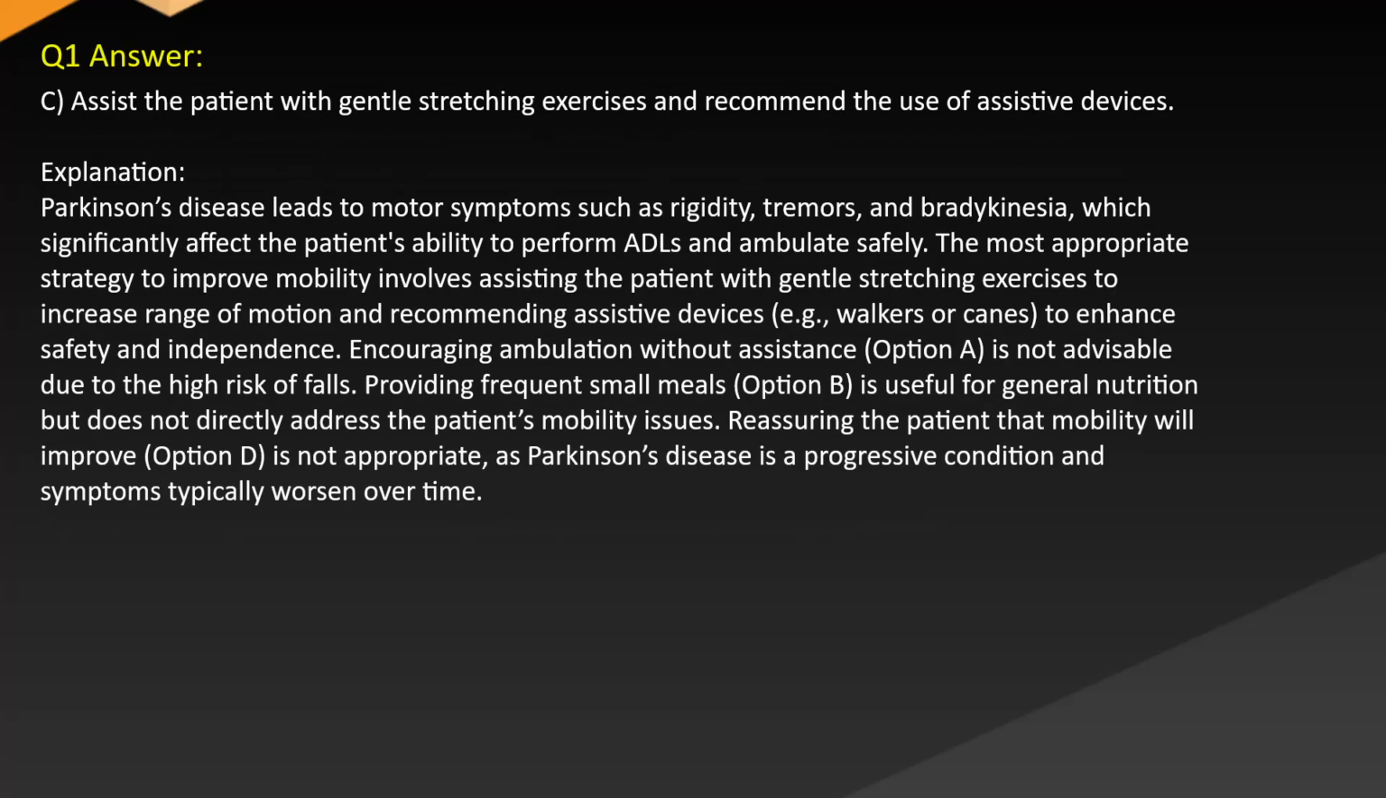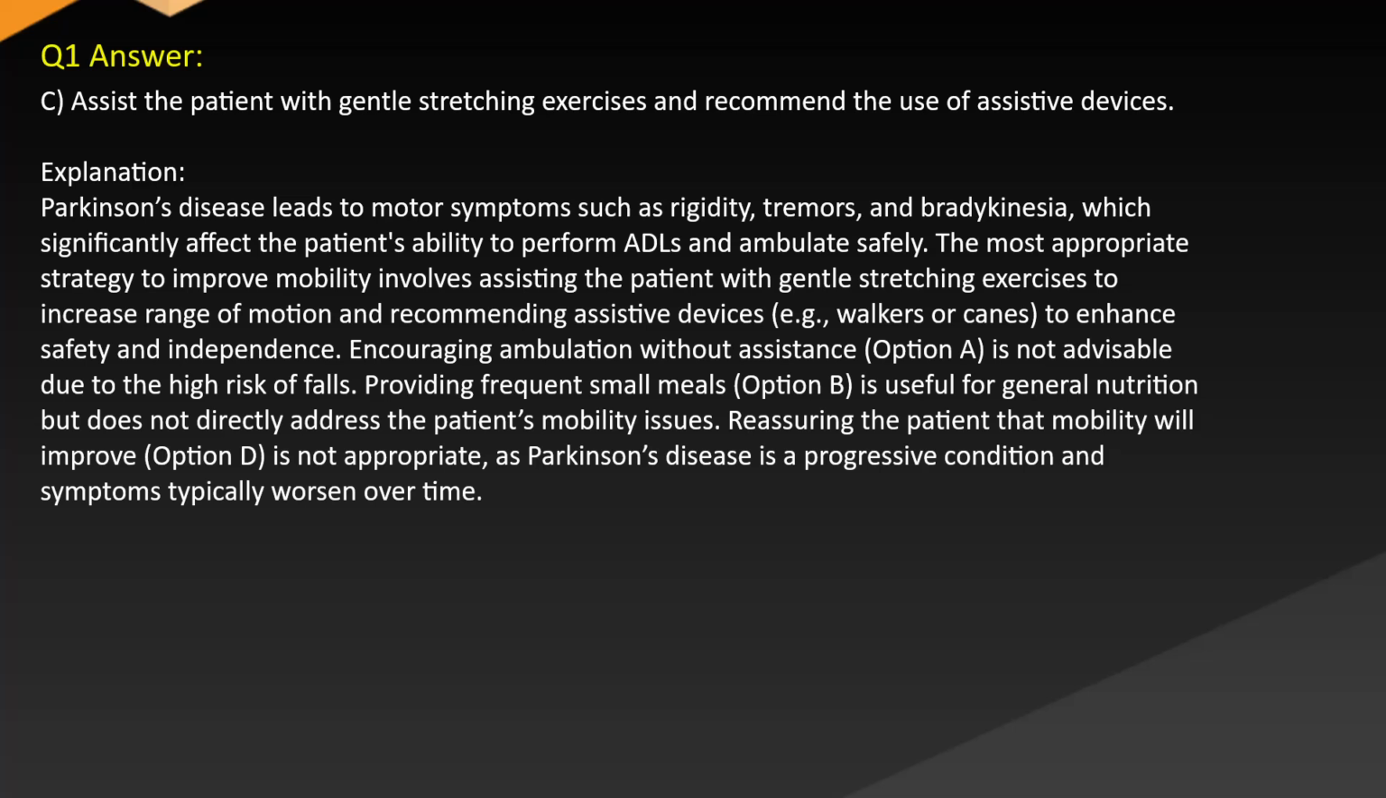Answer. C. Assist the patient with gentle stretching exercises and recommend the use of assistive devices. Explanation. Parkinson's disease leads to motor symptoms such as rigidity, tremors, and bradykinesia, which significantly affect the patient's ability to perform ADLs and ambulate safely. The most appropriate strategy to improve mobility involves assisting the patient with gentle stretching exercises to increase range of motion and recommending assistive devices, e.g., walkers or canes, to enhance safety and independence.